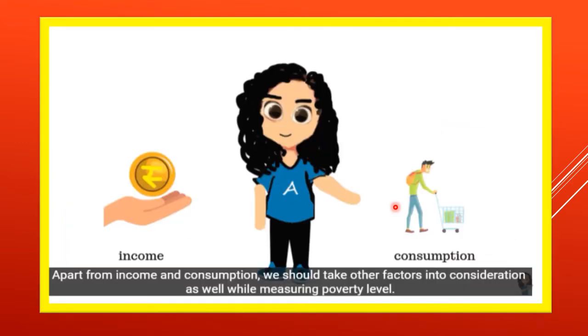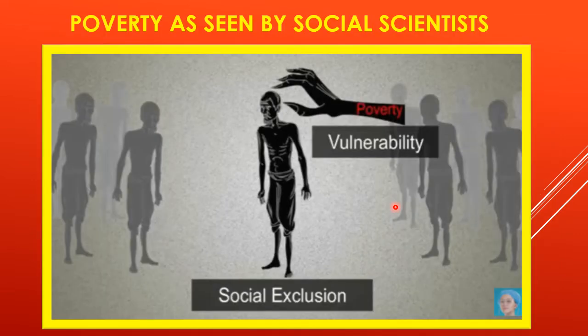Now we should take into consideration other factors while measuring poverty level apart from income and consumption. Social scientists now use other factors to analyze poverty. They analyze poverty based on social exclusion and vulnerability.